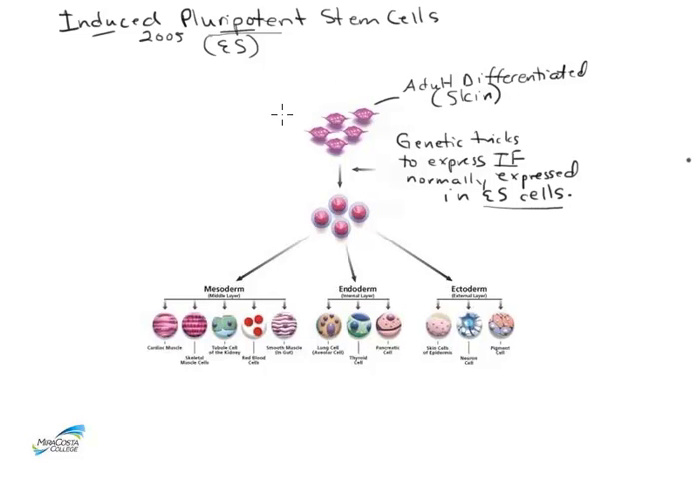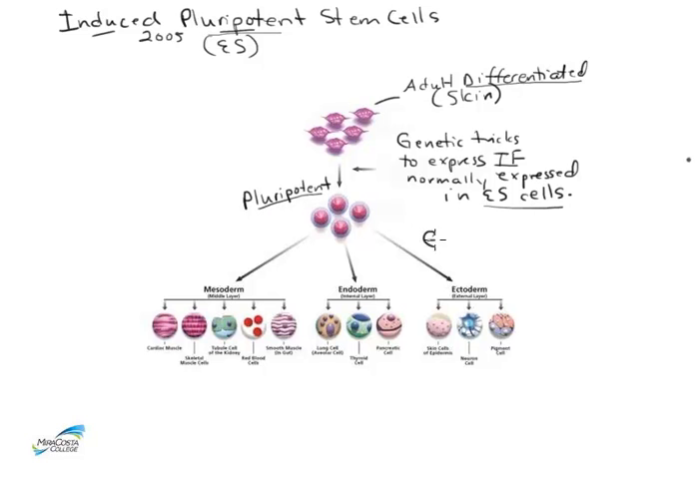So with this method, what you do is you start out with differentiated cells. You utilize techniques that allow you to express transcription factors that are normally expressed in the undifferentiated cell type, and you turn back the clock and you cause these cells to revert back to a state that's similar to embryonic stem cells, back to a state where they're pluripotent, right? You go from a differentiated adult cell type back to an undifferentiated pluripotent cell type.